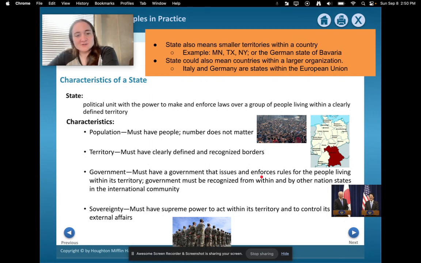All right. And then sovereignty. So sovereignty means that they must have supreme power to act within its territory and to control its external affairs. So most of the time that means it has a military.